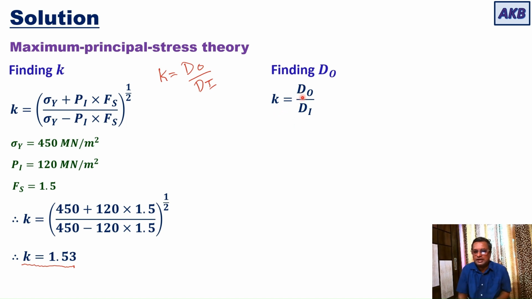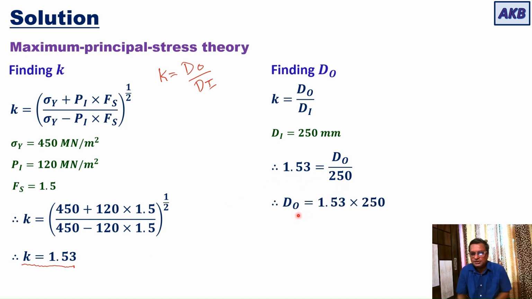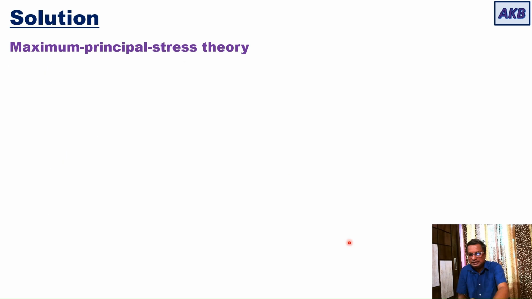K is the ratio of outer diameter to inner diameter. Inner diameter is given to us as 250 mm. Let us use it in mm, so that we will get Do in mm as well. So 1.53 is equal to Do upon 250. That gives us Do as 1.53 into 250, that is, Do comes out to be 381.88 mm. So the outer diameter according to maximum principal stress theory is 381.88 mm.